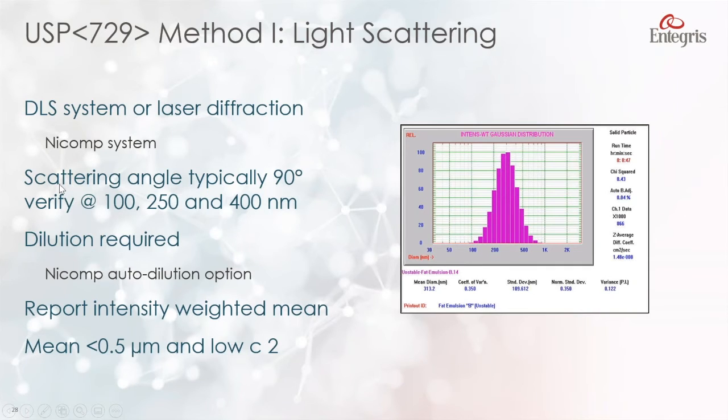The requirements in this test, typically it says measure at 90 degrees, do a verification at several sizes, do a dilution because these are always very concentrated samples, and the NICOMP has a unique feature of auto dilution to make that very simple. And then just look at this intensity mean, and that must be below 0.5 microns. And look at your chi-squared, and that should be a low value. So here's a typical result for method 1, looking at a lipid emulsion.